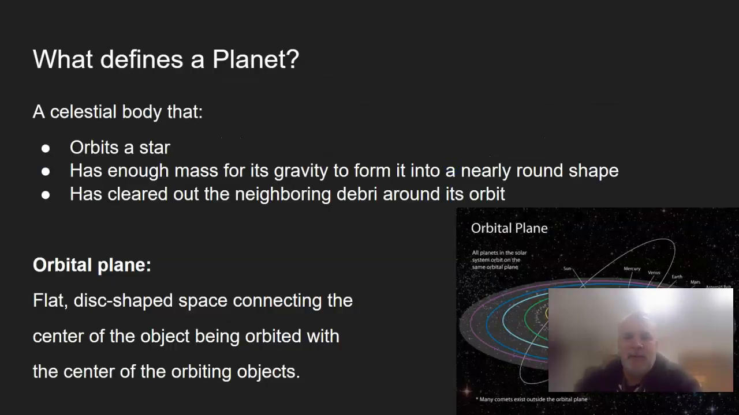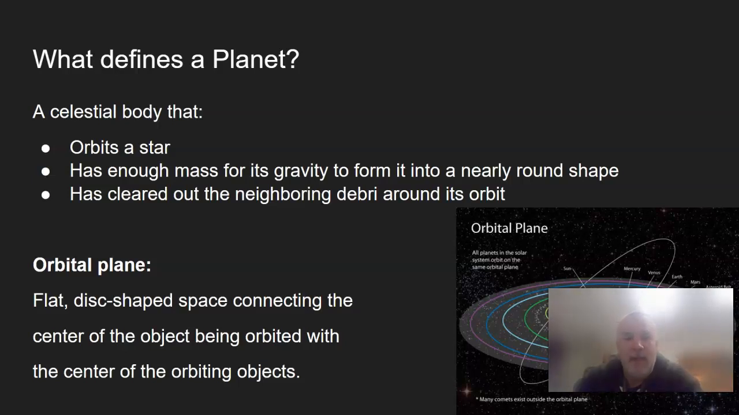So the first thing to talk about is what defines a planet. There are three criteria that have to be met to be considered a planet. One is that it has to orbit a star. Second is that it has to have enough mass for gravity to form it into a nearly round shape, so it has to look like a sphere. And the third thing is that it has to have cleared out the neighboring debris in its orbit. So in its orbital path, it has to have cleared out most of the different rocks and other bits that it would run into.